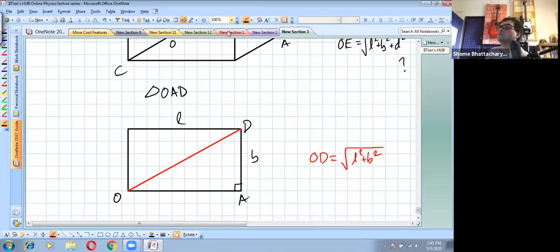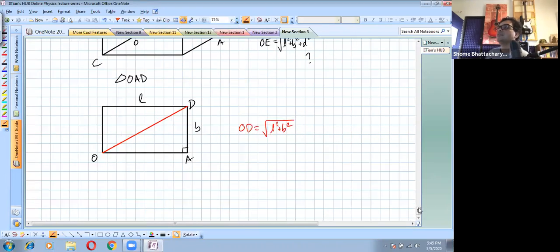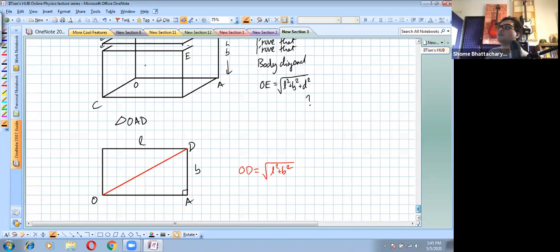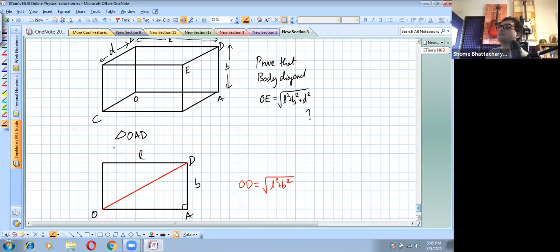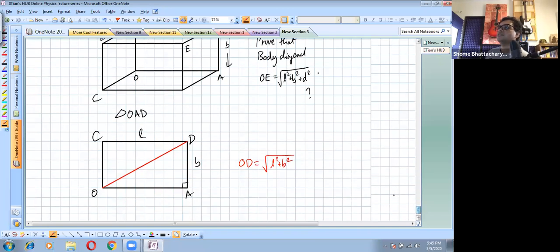Okay, so just to give you a comparison of the two. In the above diagram, first I've just brought out this face, OADC. I brought it out and drawn this diagonal OD. That's not the body diagonal I'm looking for. The body diagonal I'm looking for is OE, but I've just brought out this face right now. Okay, so that's this.